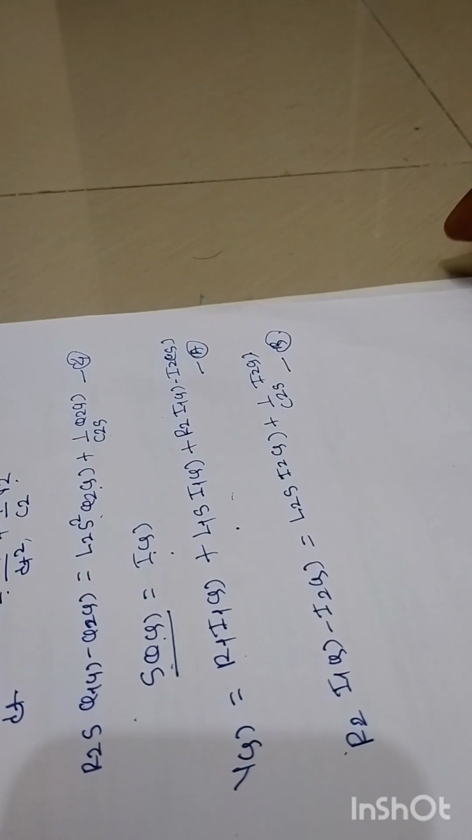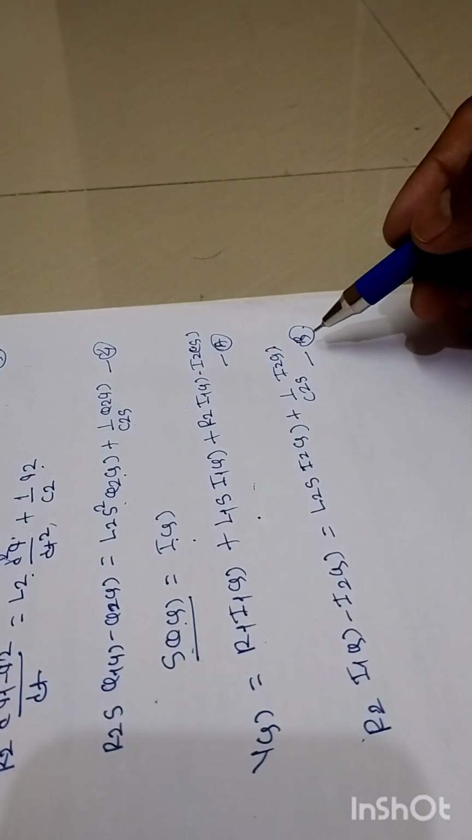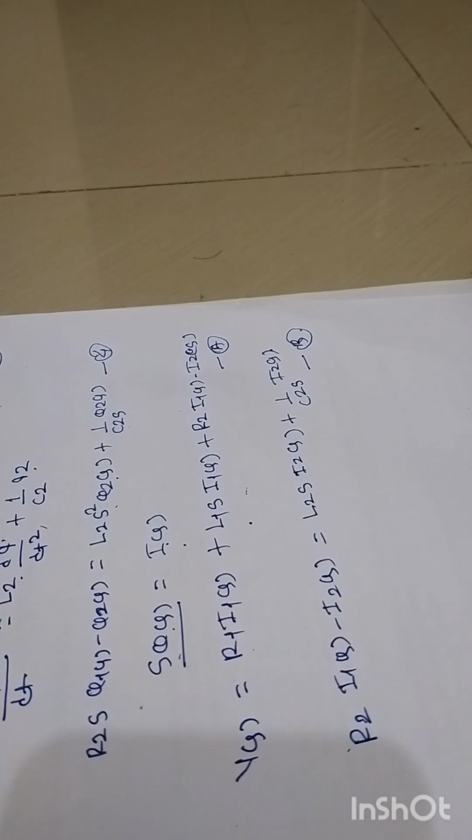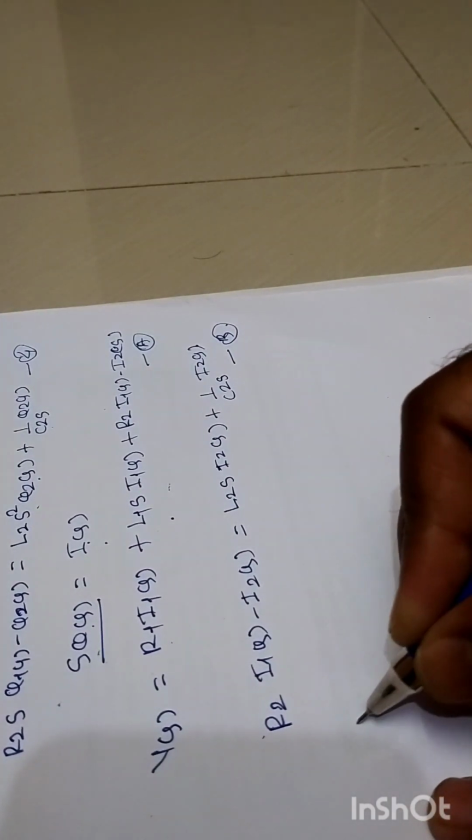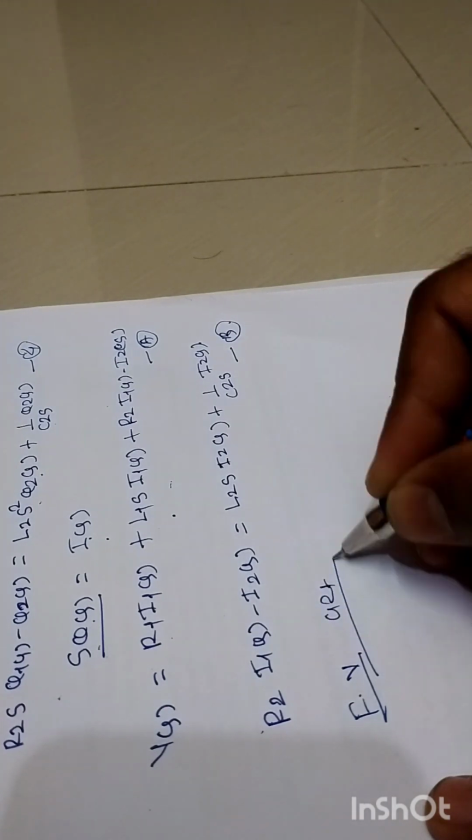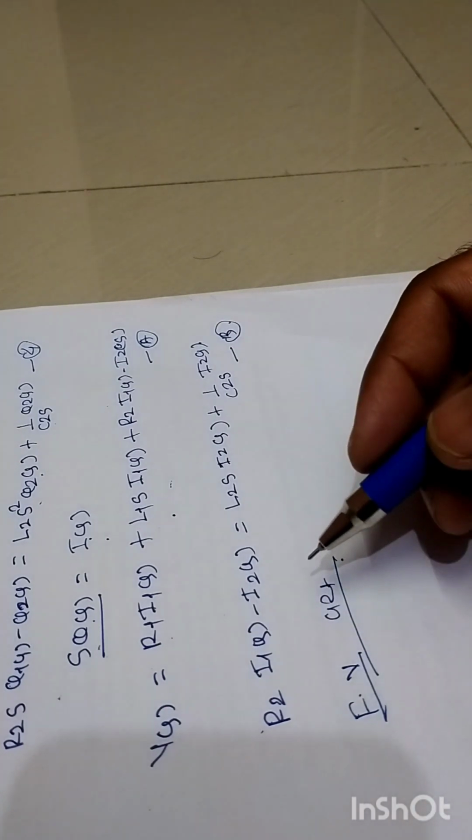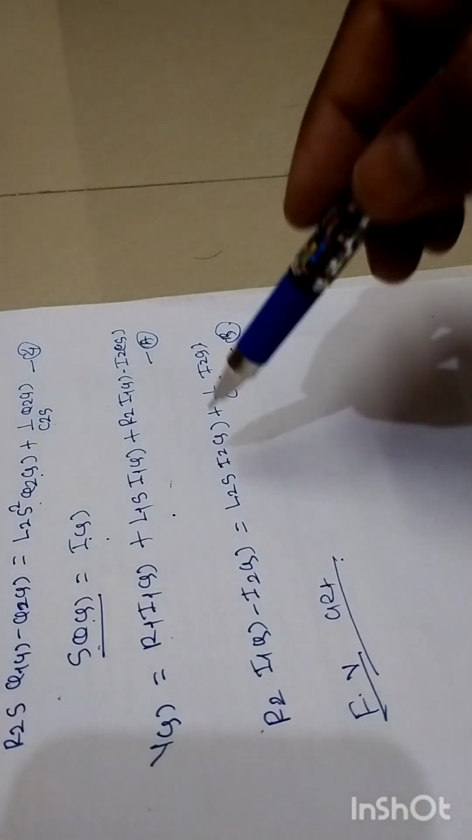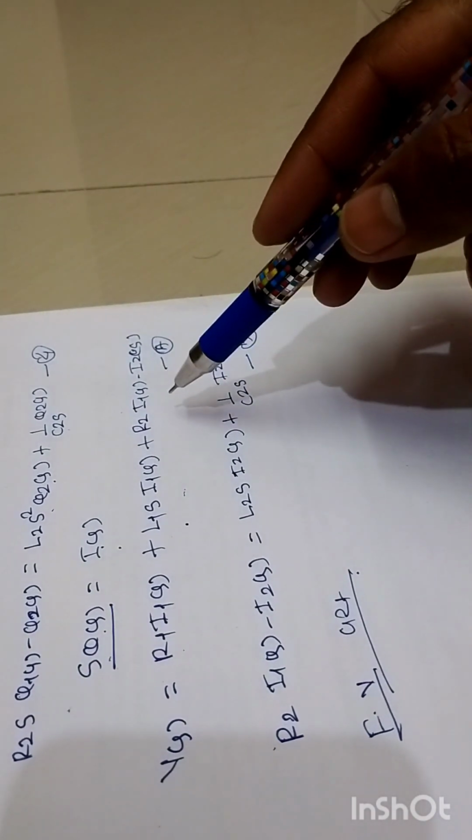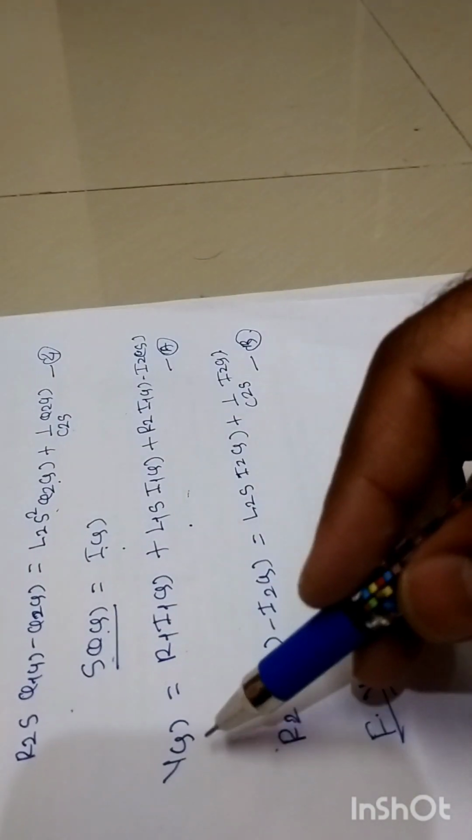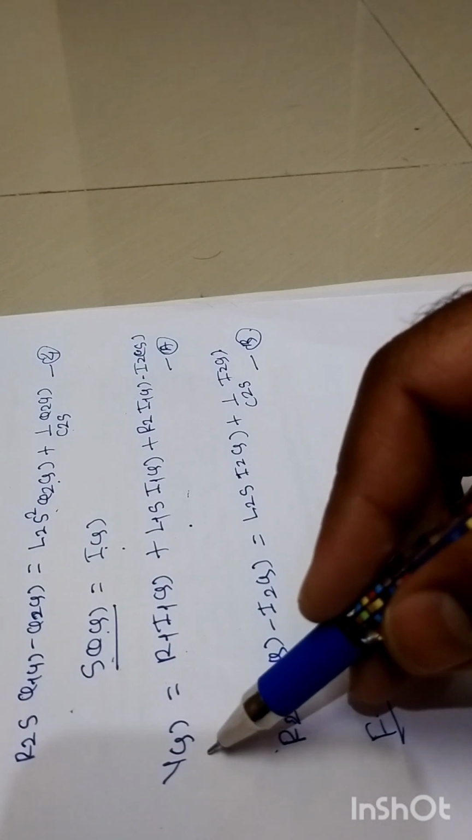So this is capital A and this is capital B. So from these two equations we need to draw the force voltage analogous circuit. What we need to do? We need to draw the force voltage analogous circuit. So in order to draw this force voltage analogous circuit, when we carefully observe the equation number capital A and capital B, equation number 1 is being written for which quantity?